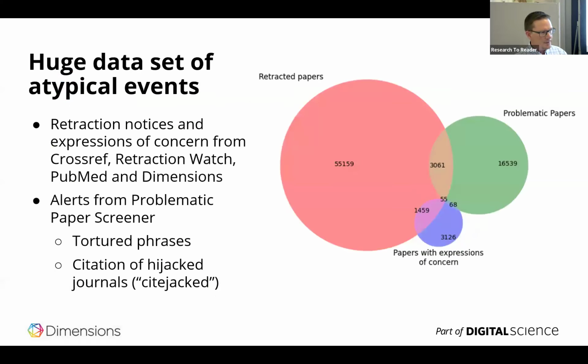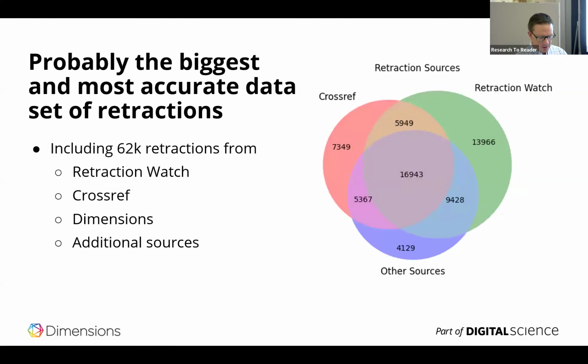On top of that, we built a separate database of things we call atypical events. These are things like retraction notices and expressions of concern from reputable sources like Crossref, Retraction Watch, and PubMed. And then we also partnered with a service called the Problematic Paper Screener, who looks at papers for things like tortured phrases and citations to hijacked journals or site-jacked. We think with that data set, we've been able to create a very significant and accurate data set about retractions and areas of concern about previous publications.